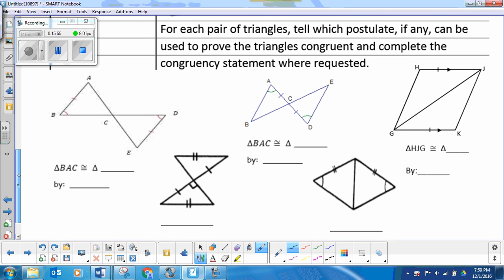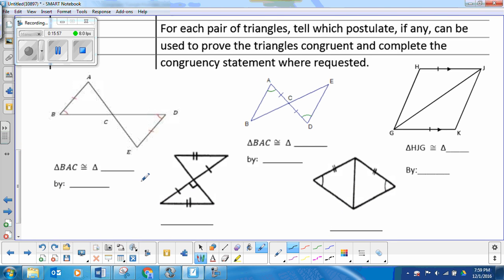So I'm going to walk through 2 of them, and then I'm going to have you guys try the other 3 on your own, and then you can check your work. So let's take a look at this first one. Incidentally, the question says, tell which postulate, if any, because there's going to be some distractors out there where there's going to be some markings that do not let you show you have congruency. And that's okay. In those situations, you're just going to write none next to it or not congruent.